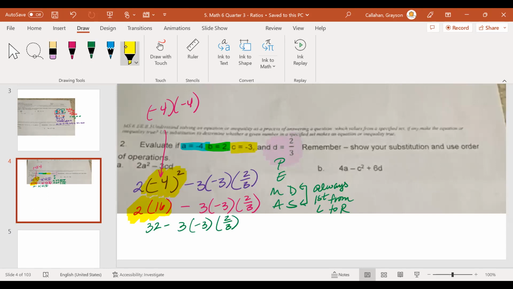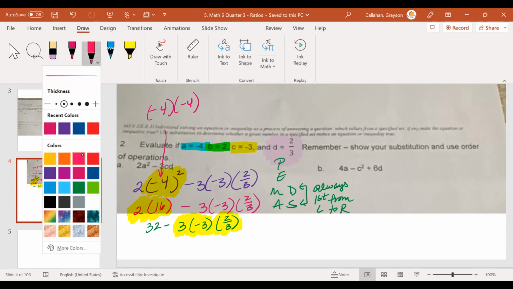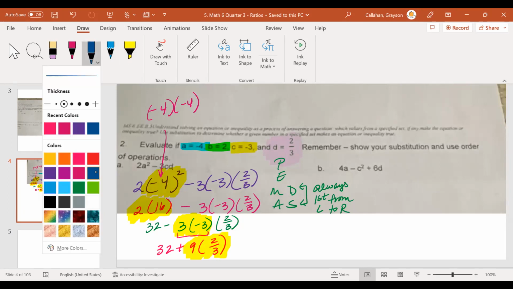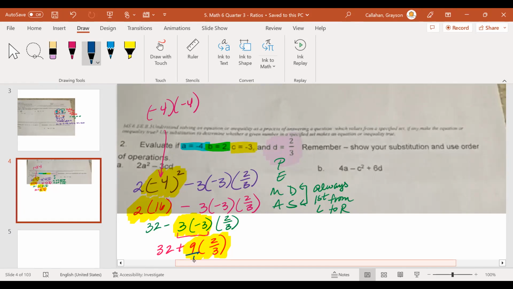Still we have some more multiplication. Which one comes first? This one right here, and then multiply this one right there. This piece first. What's negative 3 times negative 3? Positive 9. So 32 plus 9 times 2 over 3. Do you see that? Still got multiplication. Now to work on that. So you put a 1 underneath here. What is 9 times 2 over 1 times 3?